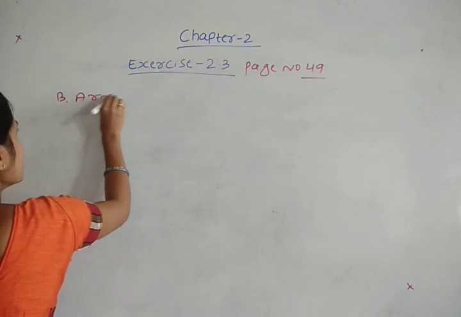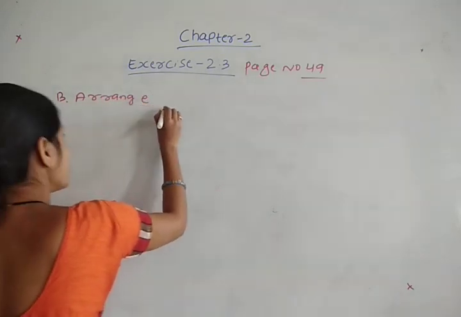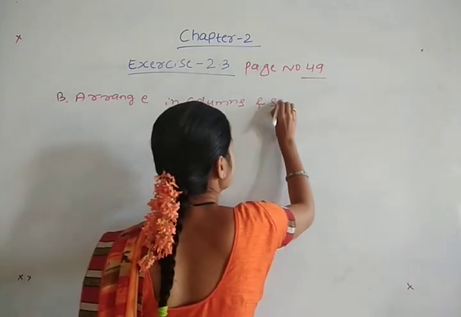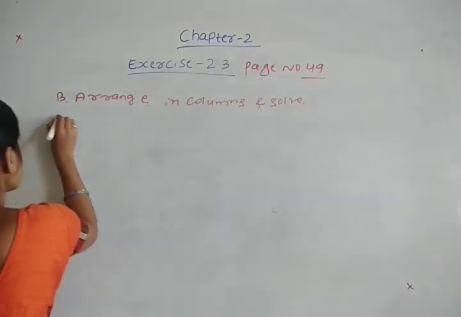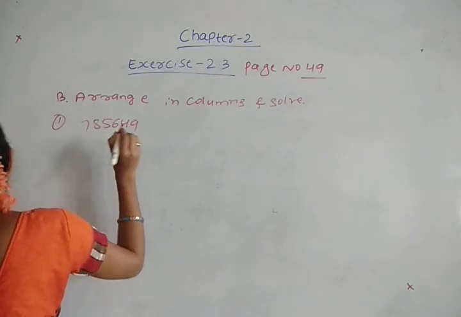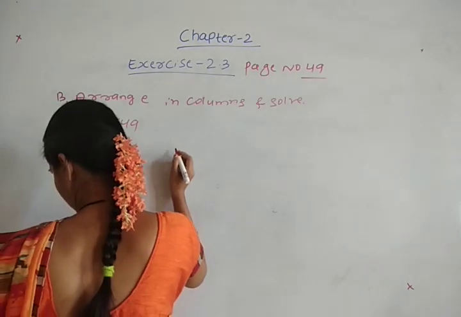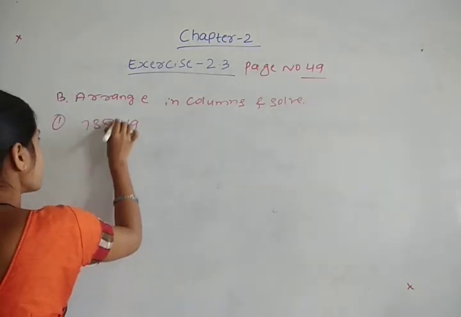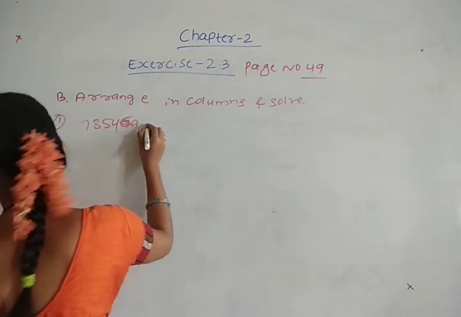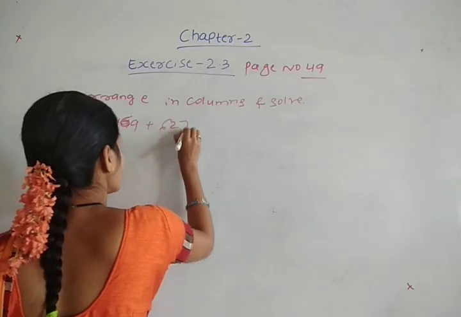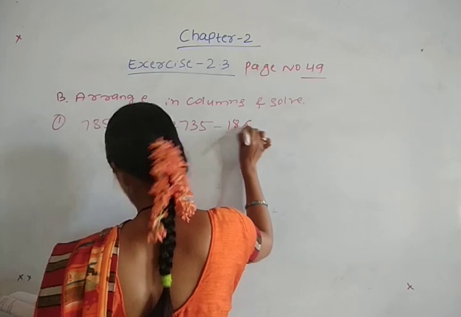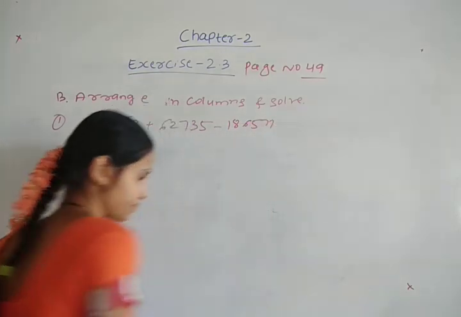Arrange in columns and solve. The first question is 7,8,5,4,6,9, plus 62,735, minus 186577.